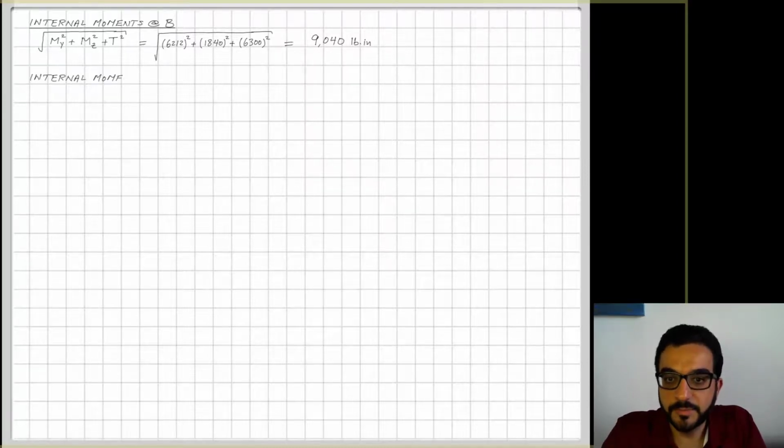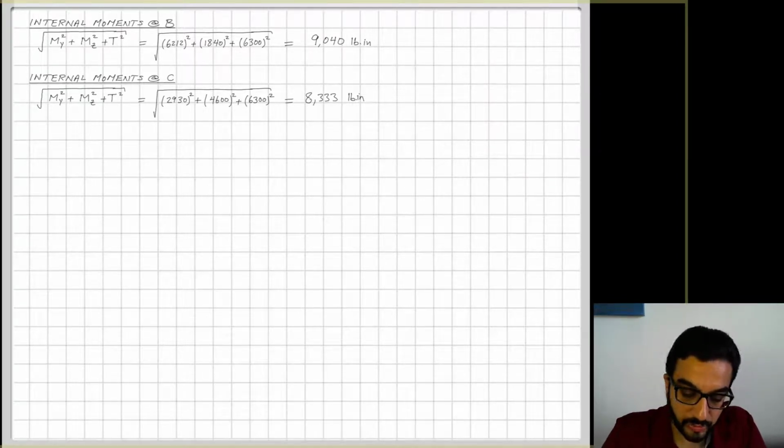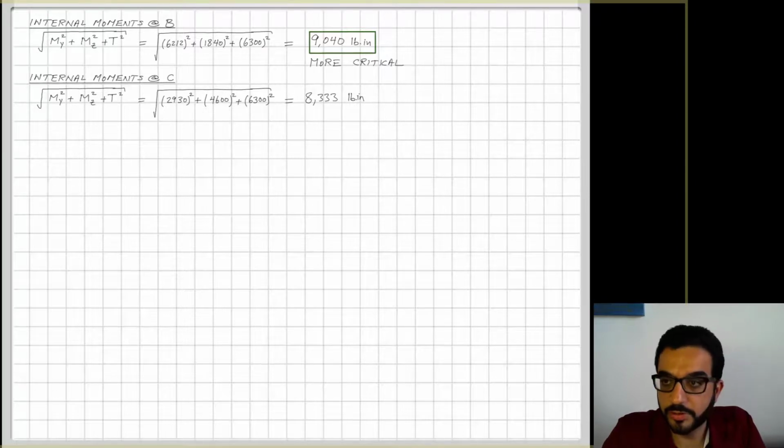Moving to point C, doing the same thing, plugging in the values from the diagrams that I did, I end up with around 8,300. Now, which one is critical? The one that gives us the largest internal resultant moment. So I can say here that this is more critical. And I will use that in designing my shaft.